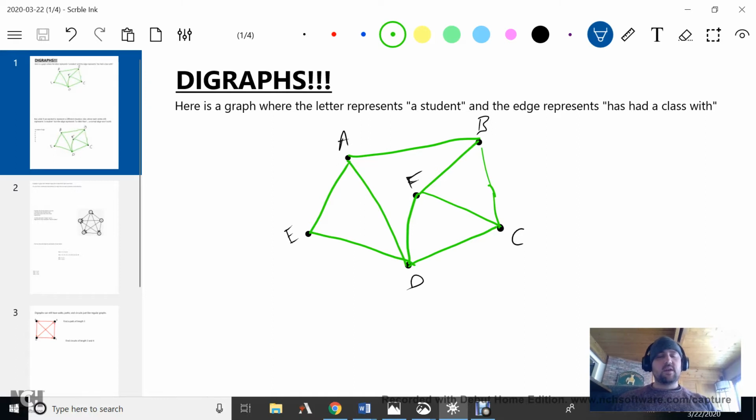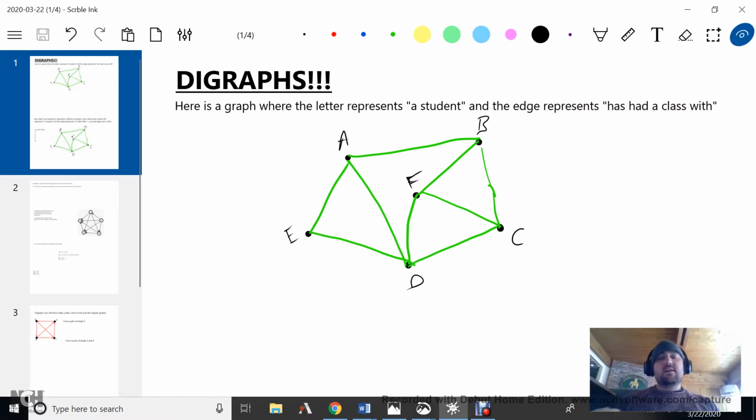I wanted to look really quickly at another kind of graph that you've maybe seen before, mentioned briefly, but we haven't been explicit about, and it's called a digraph. Here's a graph where the letter represents a student, so student A, student B, student F, student C, and the edge represents has had a class with. So A has had a class with B and E.